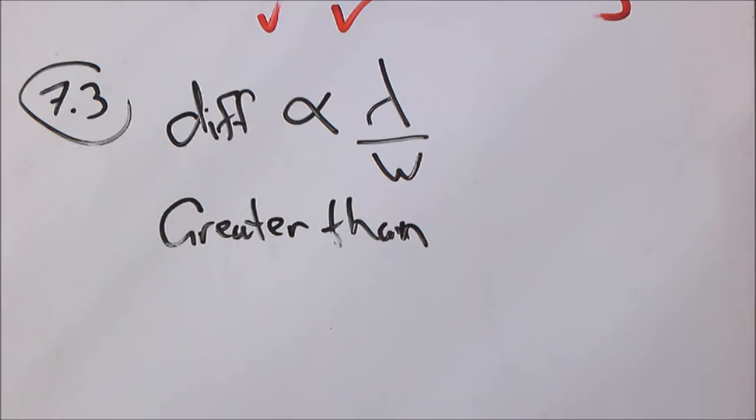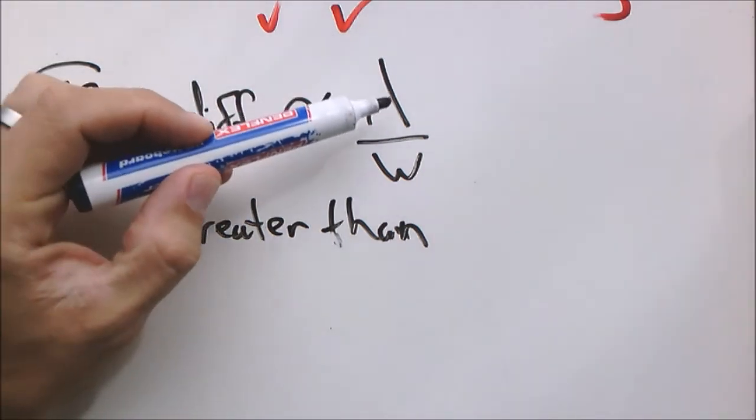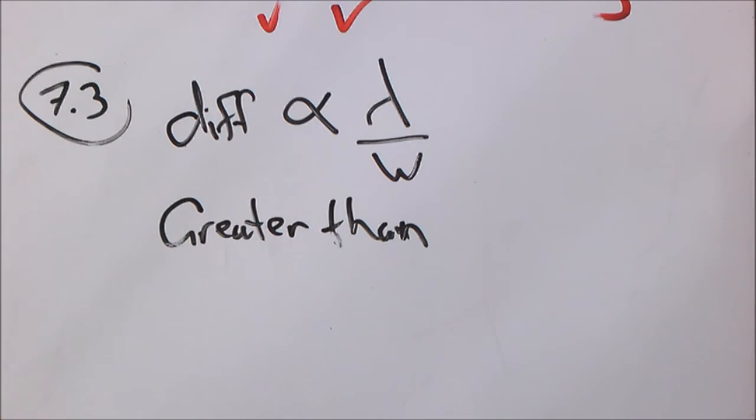Then 7.4, a blue light is replaced with red light. How will the pattern formed by the blue light compare with the pattern formed by the red light? Remember now we are talking about wavelengths. Blue light will have a shorter wavelength. So therefore the central band for red light will be broader than the central band for blue light. So that's the first thing that will take place.